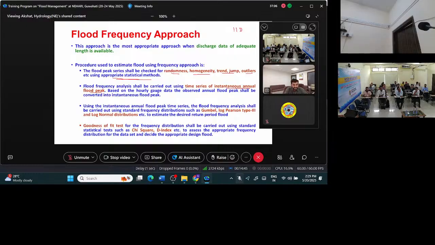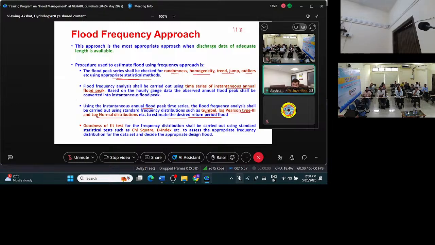And using the instantaneous annual flood peak time series, the flood frequency analysis shall be carried out using standard frequency distributions such as Gumbel, log Pearson type 3, and log normal distribution to estimate the desired return period flood.